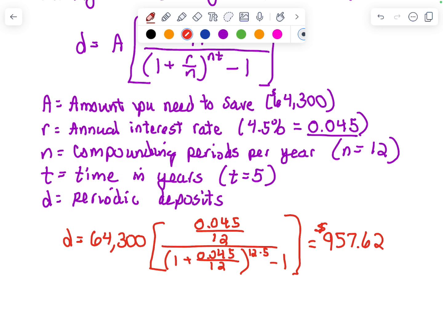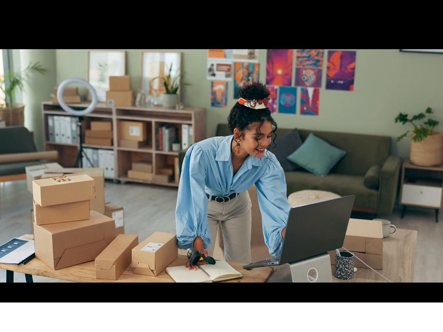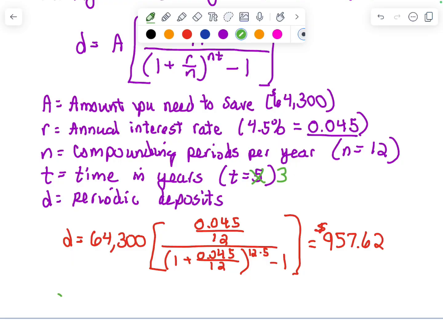For example, let's say you have more than $960 every month to save toward this goal. Let's say you're doing a side hustle or something like that. So let's now change our time to 3 years. Let's see if we have enough money that we could put aside to save and reach our goal in a little bit faster time. And so we're going to change just the T from 5 to 3.